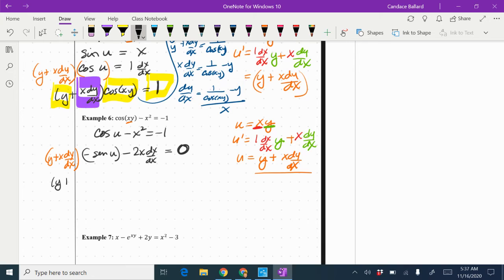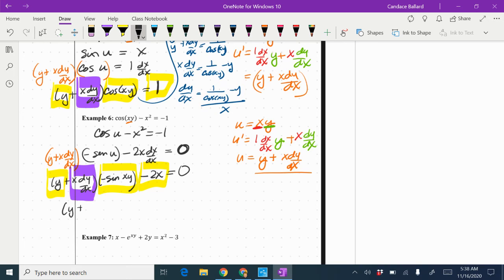I'm going to go ahead and clean that up a line, substitute things back in if I need to. So I've got y plus x dy/dx times negative sine. Instead of writing u, we're going to write xy minus, and instead of writing dx/dx, we're just going to assume that it's 1 and write negative 2x equals 0. And I'm going to box in purple anything that has a dy/dx in it. I'm going to box in yellow anything that doesn't have a dy/dx in it. So I need to move all the yellow to the right side of the equation, which is going to take me a couple of steps.